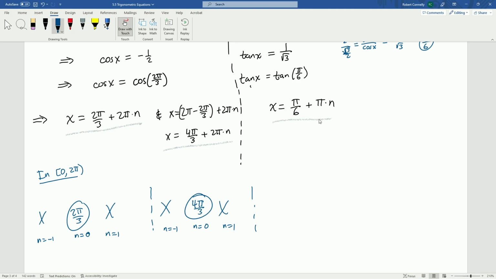And now we look at tangent. So when n equals 0, we get pi over 6. But when n equals 1, we get pi over 6 plus pi. So that's 7 pi over 6. Now if n was equal to 2, I would be adding 2 pi. That would be too big. And if n was equal to -1, I would get a negative value here. So altogether, we get 4 solutions. And it's not necessary, but I'm going to write these in order of smallest to largest.